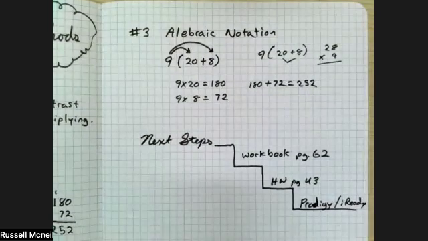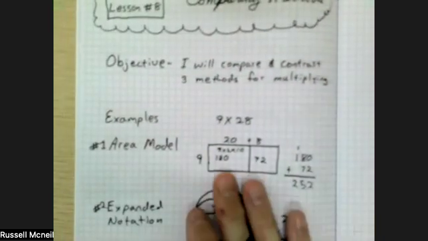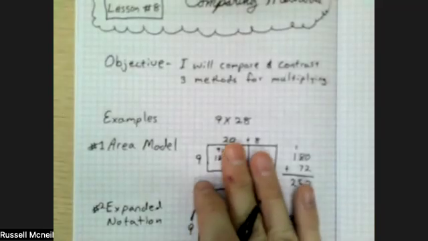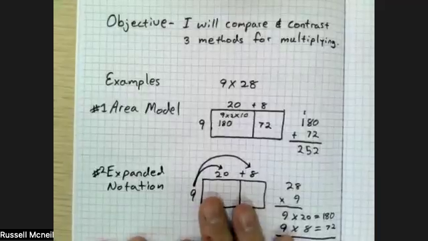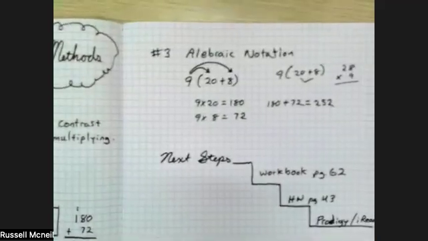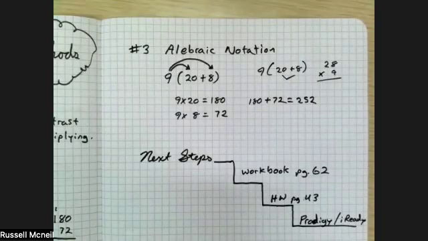All right, folks. Hopefully, you have decided on your favorite method. Is it the area model? The area model, expanded notation, or is it algebraic notation? All right. You'll be able to tell me when I pull you at the round table.